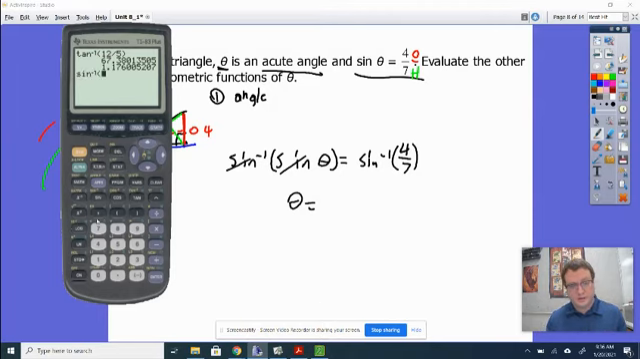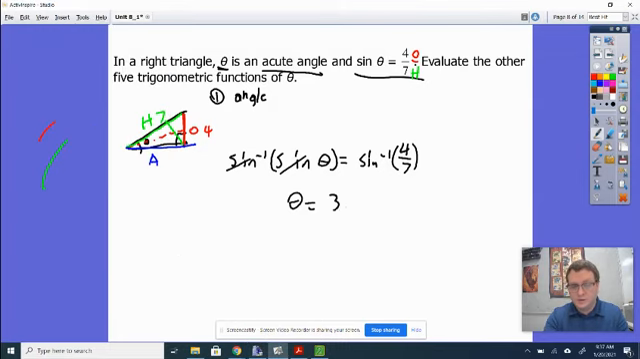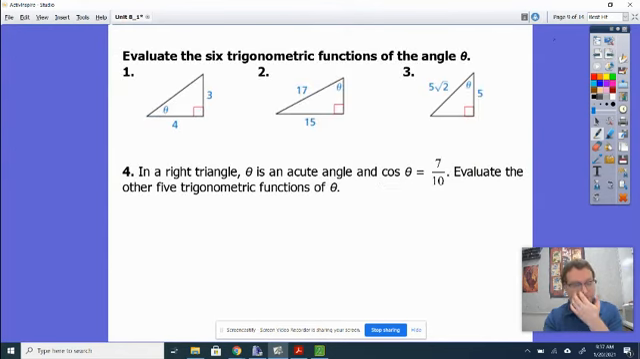So we're going to do inverse sine of 4 divided by 7, and I get about 0.8 degrees. Okay, so these aren't too bad. These are actually pretty straightforward.